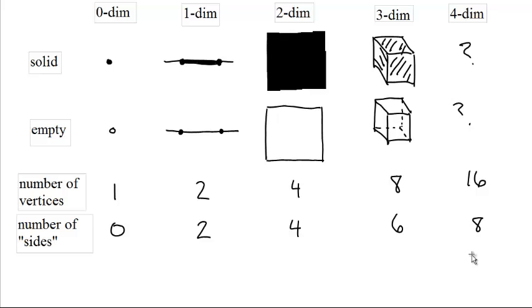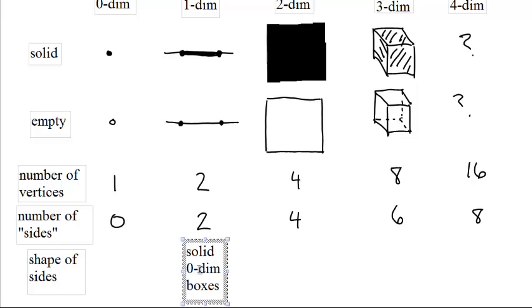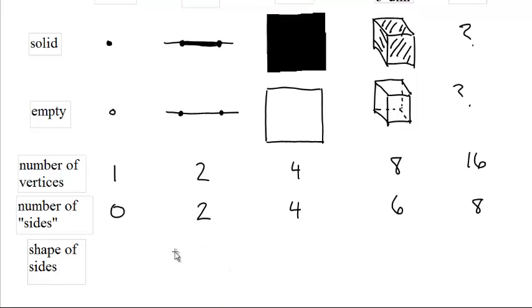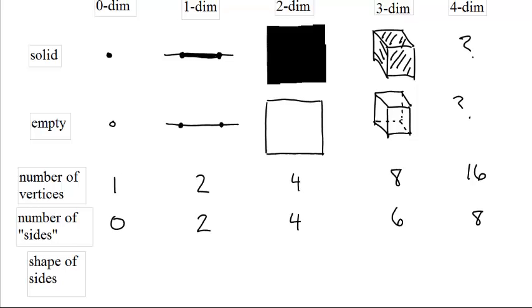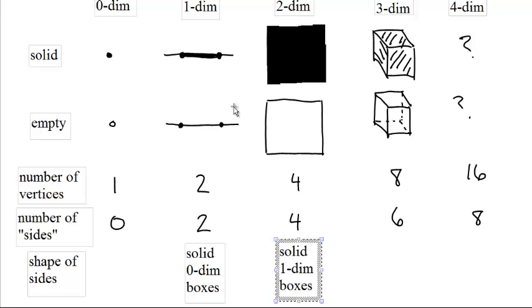And finally, what are those sides? The shape of the sides. There's no sides on a 0-dimensional box, so we'll say none. A 1-dimensional box, the 2 sides that it has are solid 0-dimensional boxes. These 2 endpoints are solid 0-dimensional boxes. Well, what are the 4 sides of a square? 1, 2, 3, 4. They are solid line segments. They are solid 1-dimensional boxes.